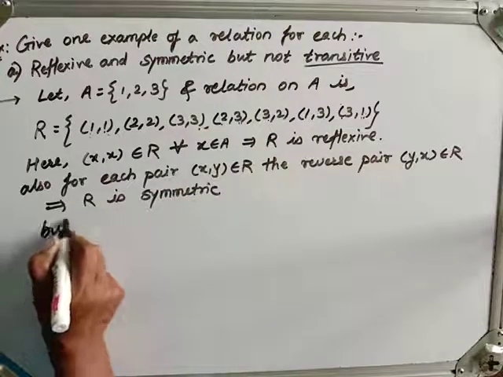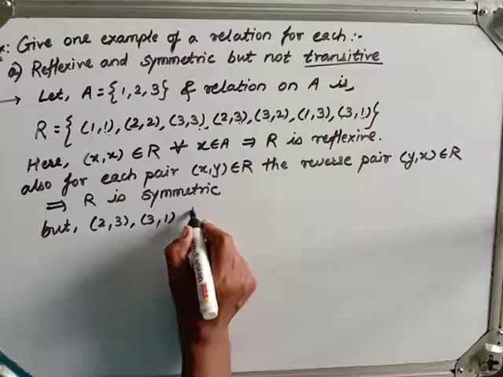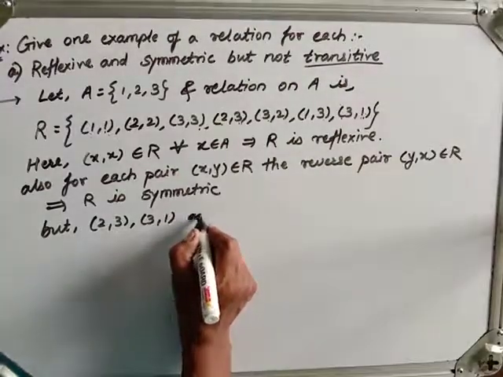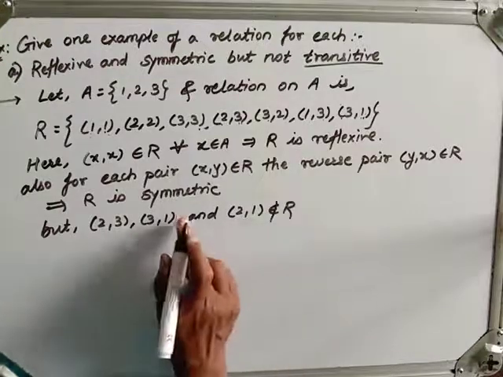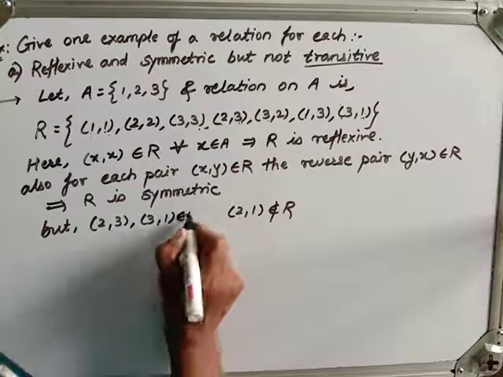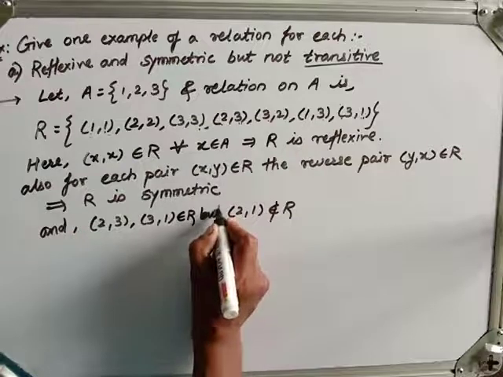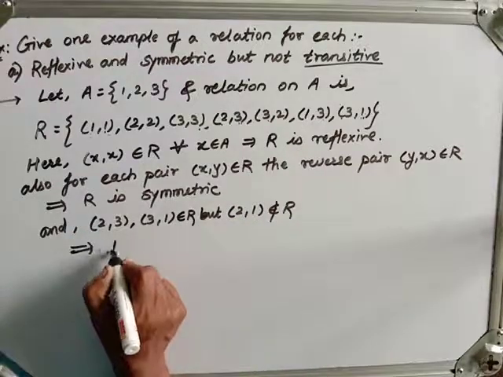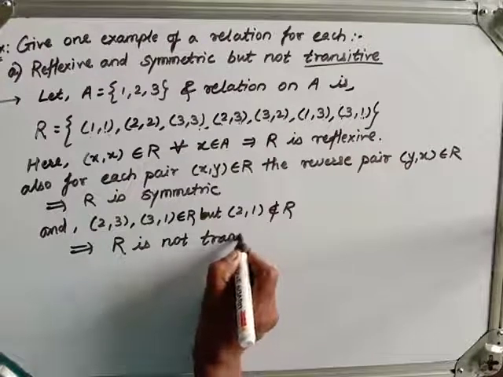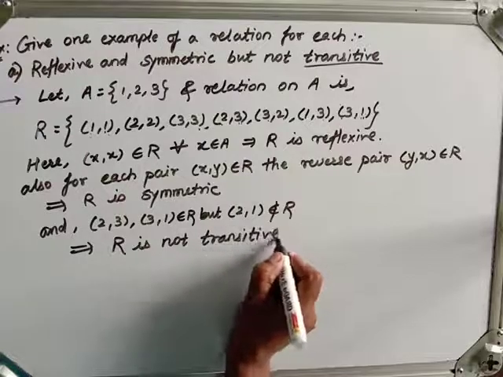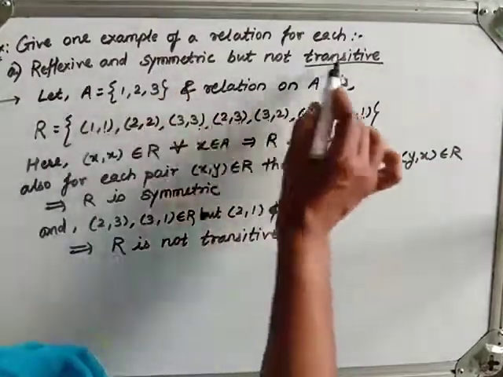But 2 is related to 3, 3 is related to 1, and (2, 1) doesn't belong to R. So (2, 3) belongs to R and (3, 1) belongs to R, but (2, 1) doesn't belong to R, which implies R is not transitive. Therefore this is an example for this. It is reflexive, symmetric but not transitive.